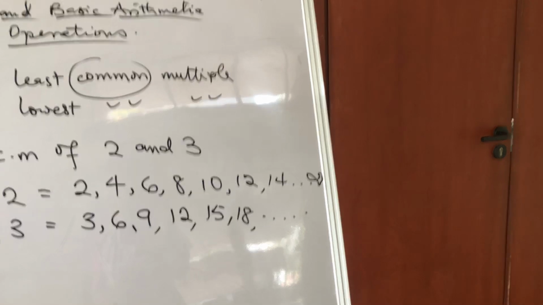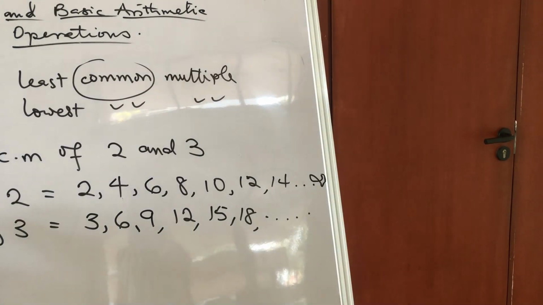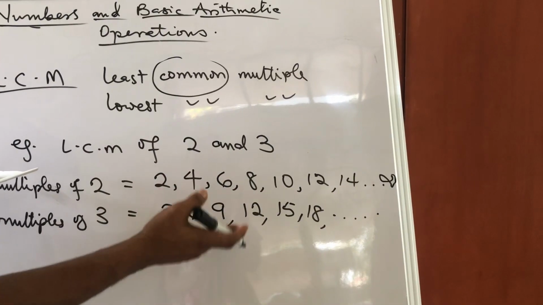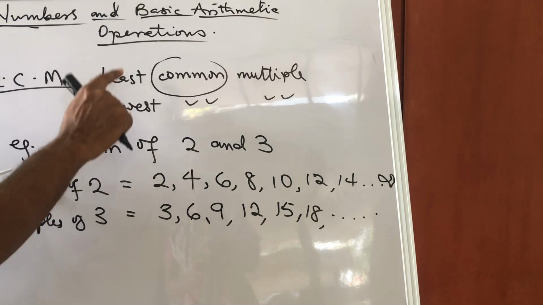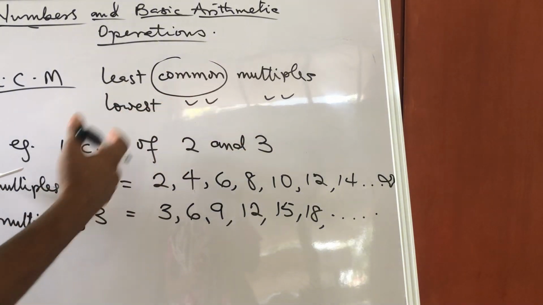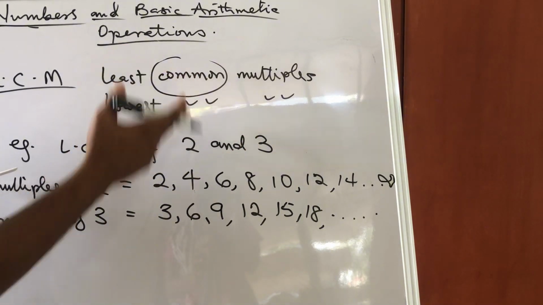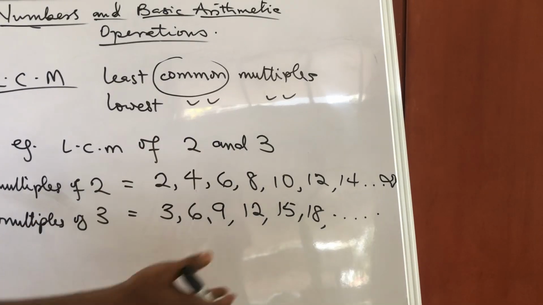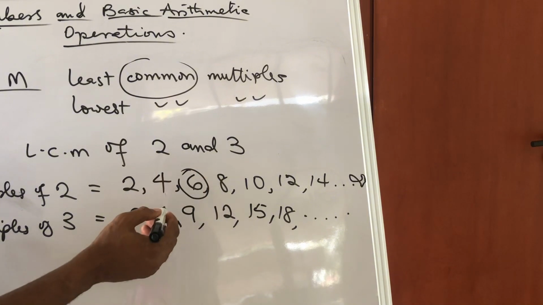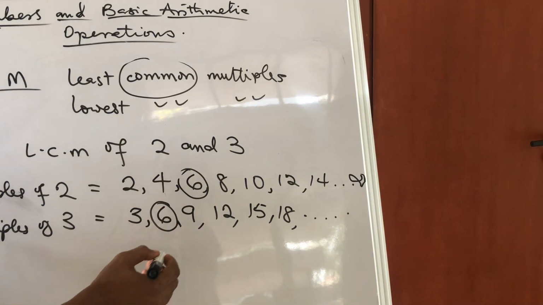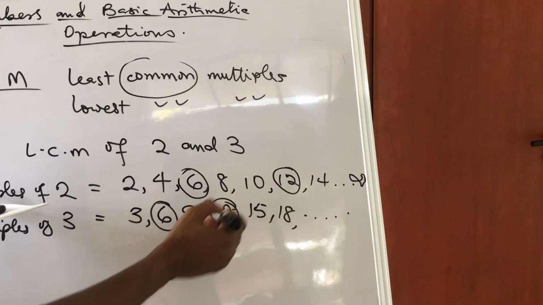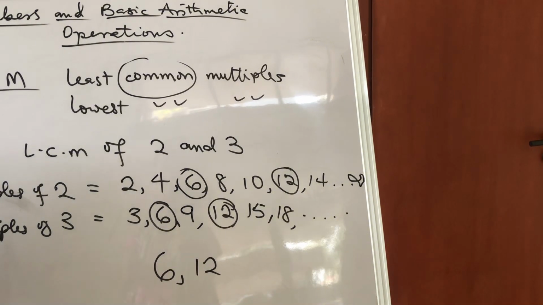Now, the next question we're going to be asking ourselves is, between the multiples of 2 and the multiples of 3, which of the multiples are common to both of them? Remember, we are talking about least common multiples. If you look here, you'll see that 6 is a multiple of 2 and 6 is also a multiple of 3. So 6 is a common multiple of 2 and 3. And then the next one is 12, meaning that 12 is another common multiple of 2 and 3.